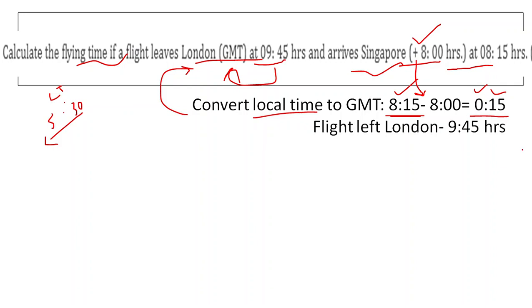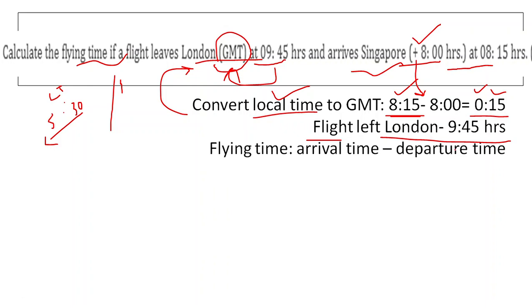Then how do you get the flying time? The flight left London, so the departure time is 9:45 hours and it is already in GMT, right? Greenwich Meridian Time, the Greenwich line which passes through the United Kingdom. So the flight time in London is already in GMT. So now you just have to subtract the departure time from the arrival time.